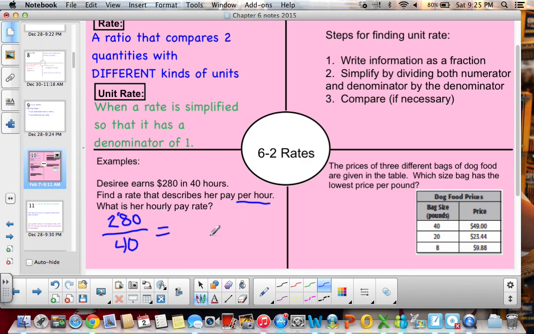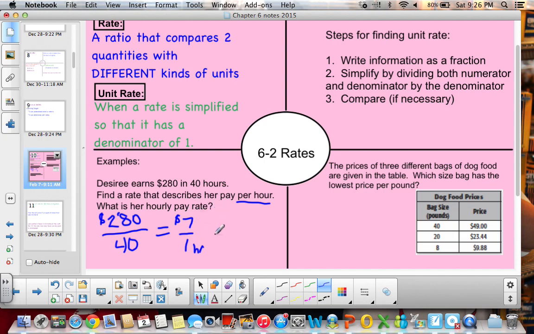So we simplify by dividing both numerator and denominator by the denominator. So we would take 280, divide it by 40, and we get 7. 40 divided by 40 is 1. So our unit rate is 7, this is dollars, and this is hours. So $7 in 1 hour.